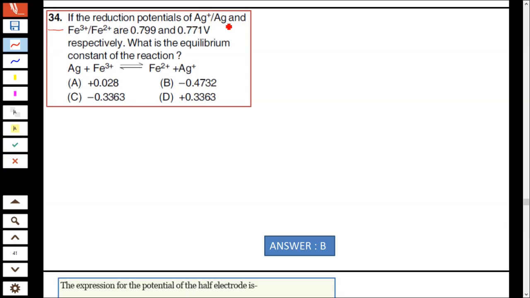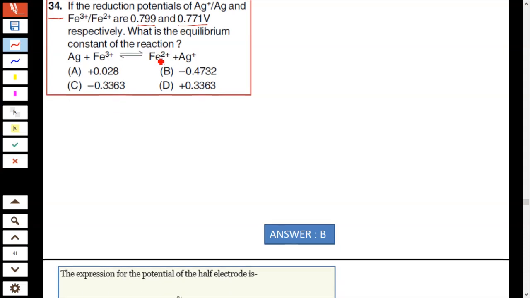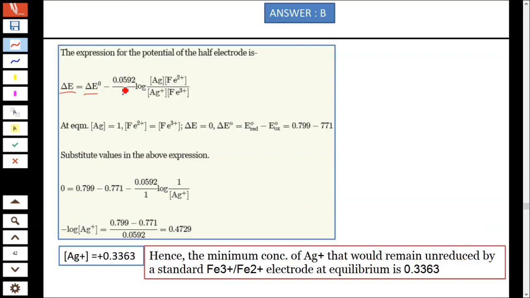Question number 34. If the reduction potentials of silver plus and silver, Fe3 plus and Fe2 plus are given, what is the equilibrium constant for the reaction? The reaction has been given. Delta E equals delta E naught minus 0.0592 divided by n. Silver, Fe2 plus, Ag, Fe3 plus according to the equation. Ag it is 1, Fe2 plus and Fe3 plus are equal. Hence, we will get the answer by substituting the values.